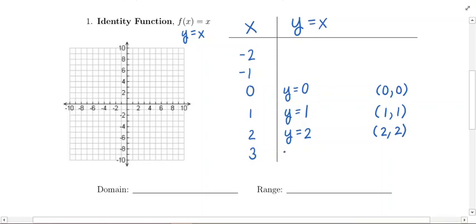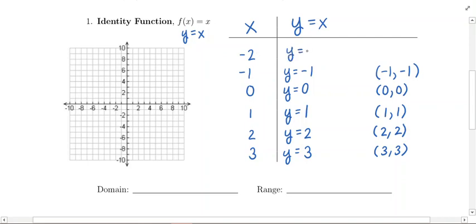I'll do one more positive value here. If x is 3, then y is also going to be 3. So the graph will go through 3, 3. Then I'll do a couple of negative values. If x is negative 1, we plug it in, and the y value is going to be the same as the x value. So y will also be negative 1 here. The graph will go through the point where x is negative 1, y is also negative 1. And then I'll do one more. If x is negative 2, we plug that into our formula.